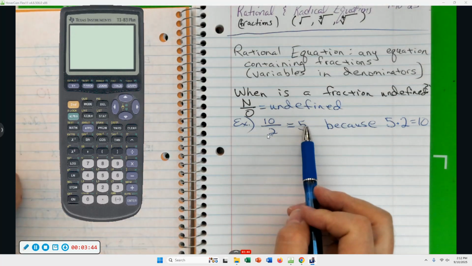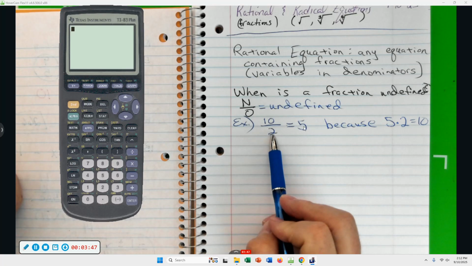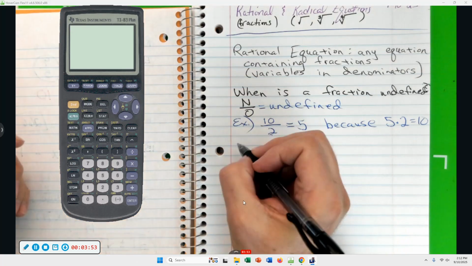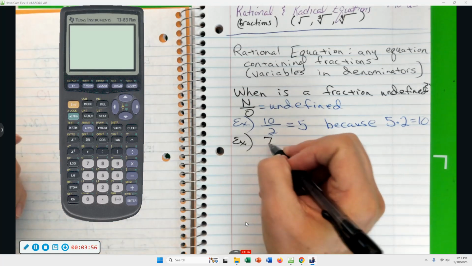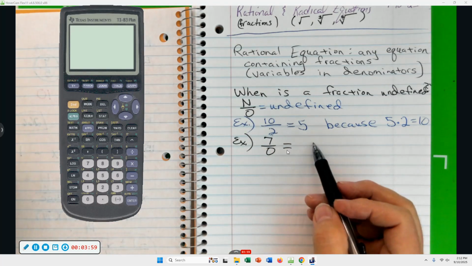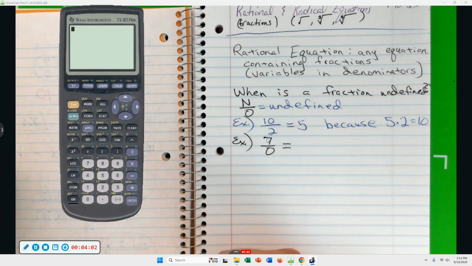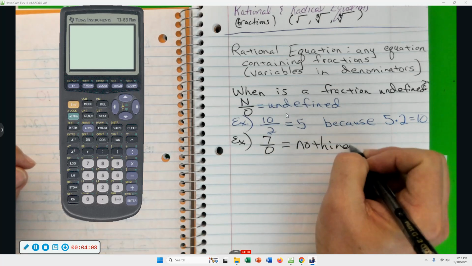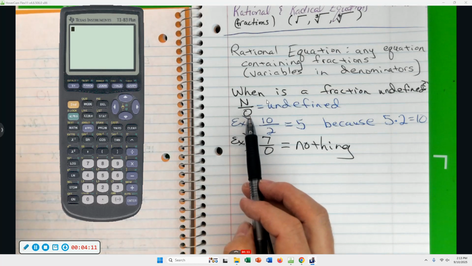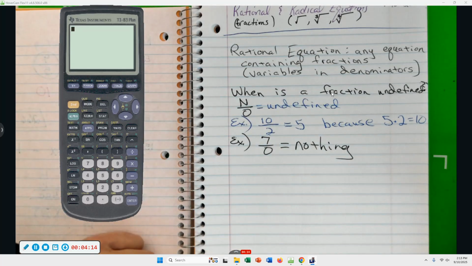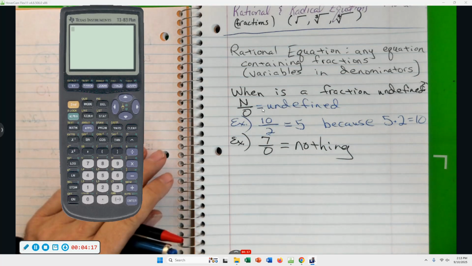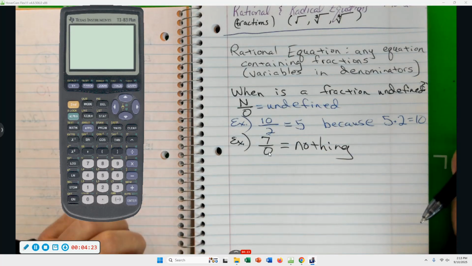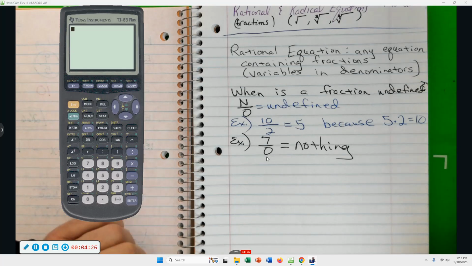The value of a fraction is the number that you multiply the denominator by to give you that number up there. Suppose we had something like 7 divided by 0. What number times 0 will give you 7? Nothing. That's right, nothing. That's why we say that division is undefined. So when we're solving equations with fractions that have variables in the denominators, we're going to have to make sure that we verify that the solutions we get don't give us denominators of 0 in the original problem.